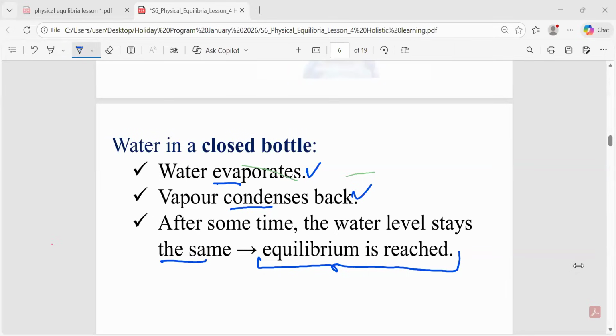So teacher, yes, please, one more little thing. So is temperature a factor that causes water in a bottle to evaporate and condense?